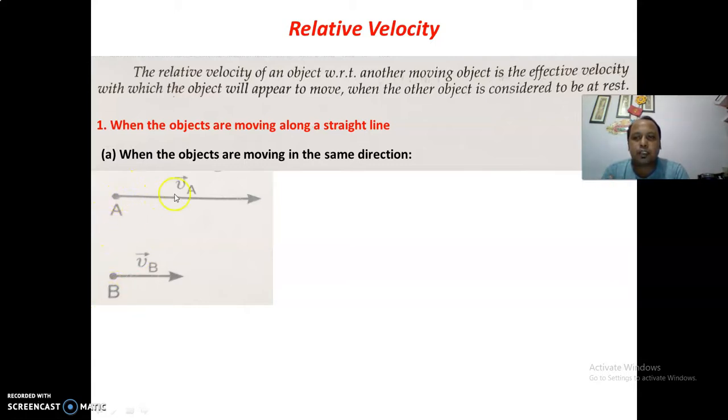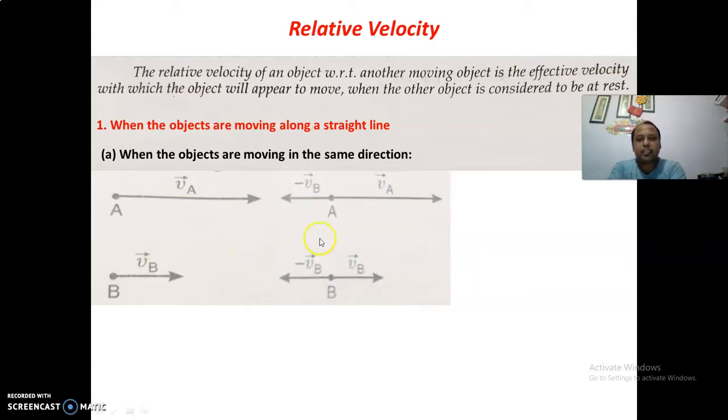A is moving with the velocity VA as shown here, VA vector, and B is moving with velocity VB. Now you are sitting in B and you want to measure the velocity of A, but you yourself are moving. So what you have to do is consider yourself at rest, and then measure the velocity of A, and that will be called the relative velocity of A with respect to B.